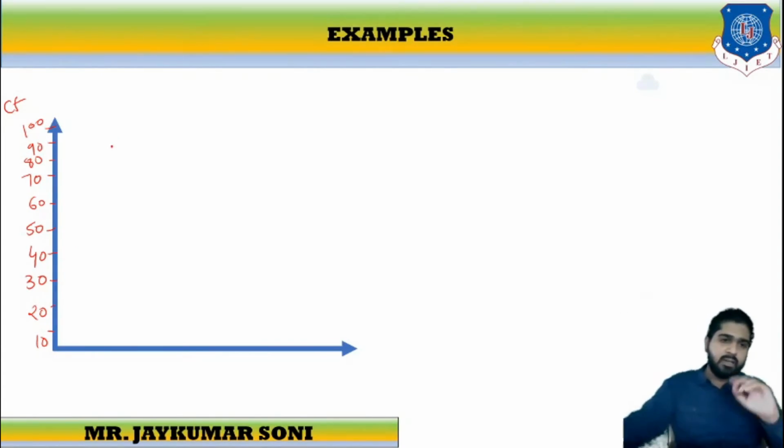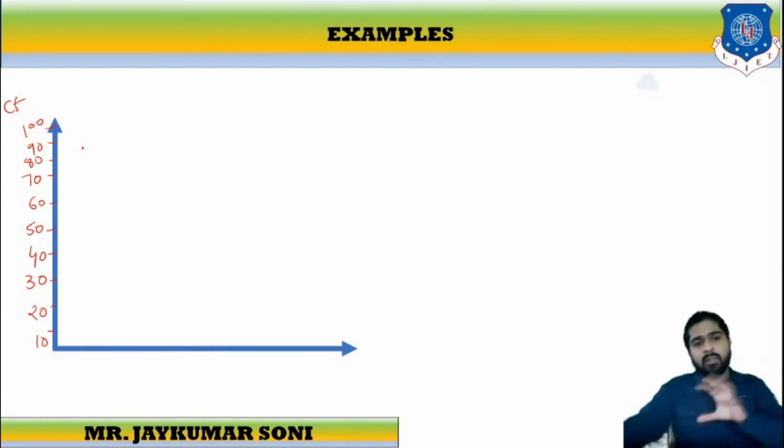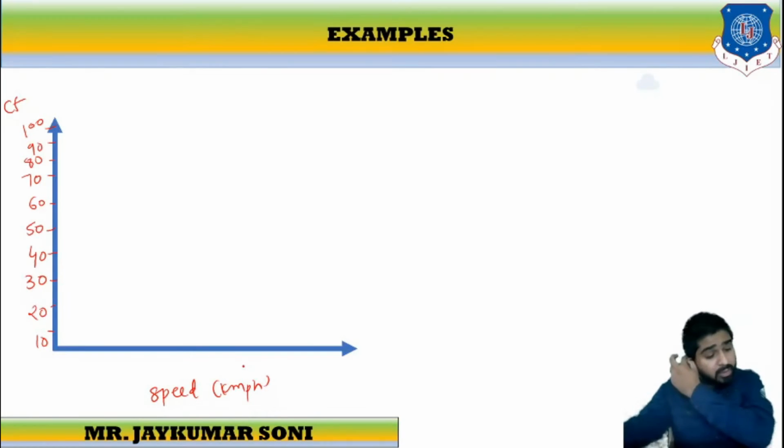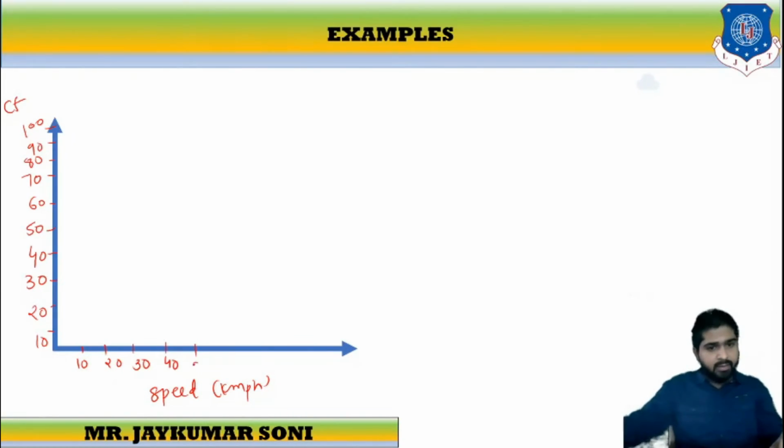Pardon me for this, but you can consider this an assumptive sketch. And on this axis, I will put the value of speed in kmph, such as 10, 20, 30, 40, 50, 60, 70, 80, 90 and 100.